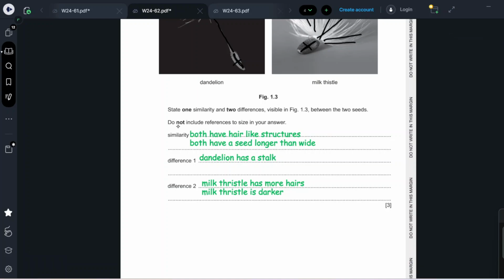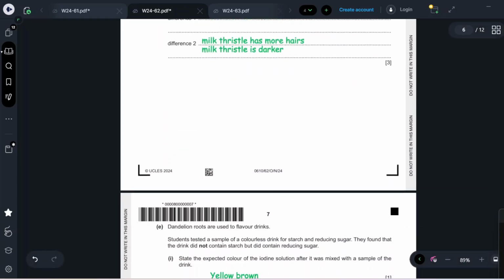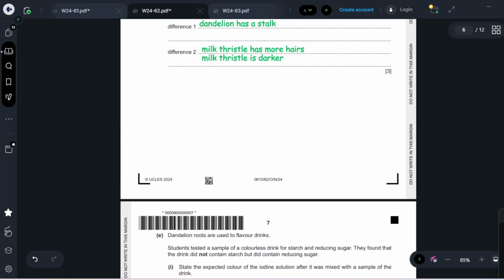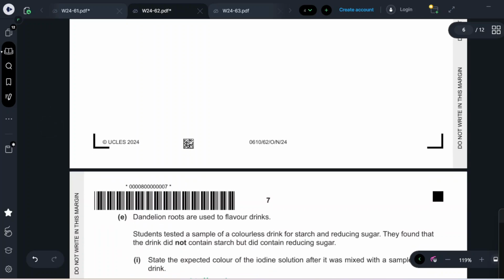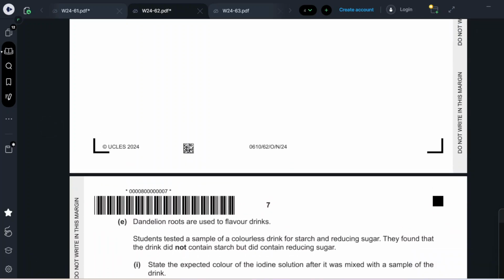He asked you not to include any references to size. I cannot say this is smaller, this is bigger. I have to choose something else. Okay. Dandelion roots are used to flavor drinks.